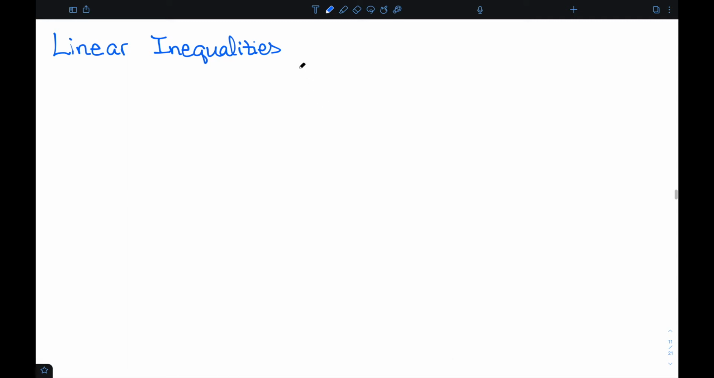Let's look at linear inequalities. These are very similar to equations, except instead of an equal sign, we have a less than, a greater than, a less than or equal to, or a greater than or equal to. However, they are solved almost identically to equations. There's just one thing that's different.